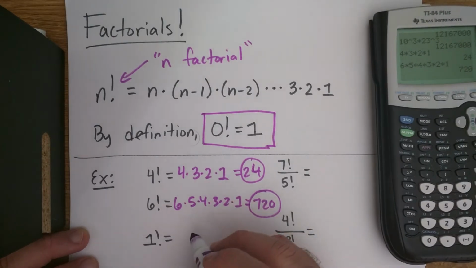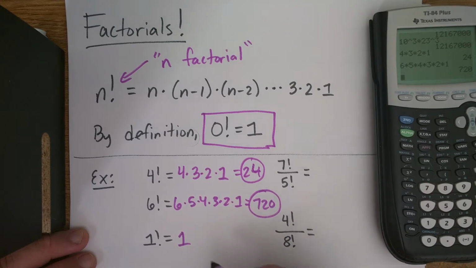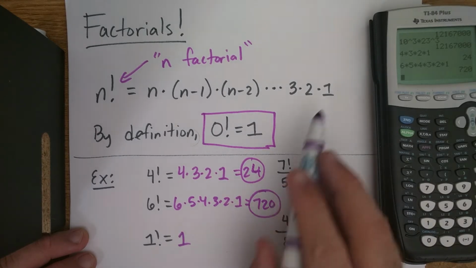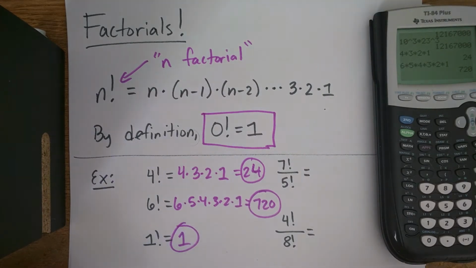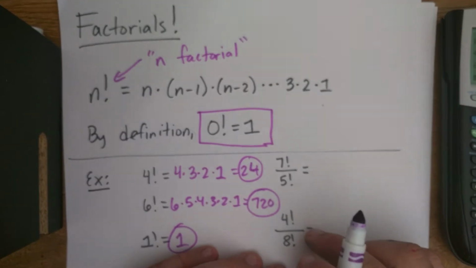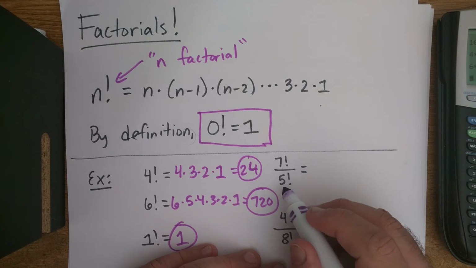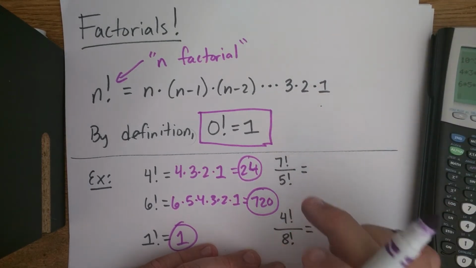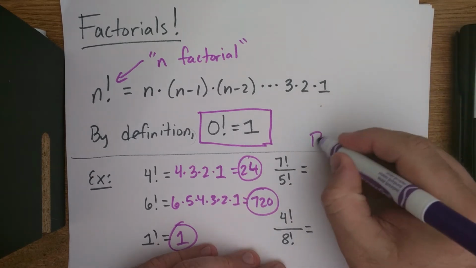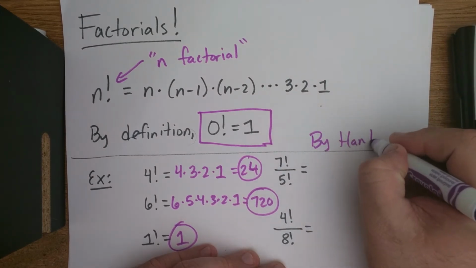1 factorial. Now 1 factorial is just 1, because I'm starting at 1, but I have to end at 1. So it's just 1. Let's also do these. We have 7 factorial divided by 5 factorial. You could do that in your calculator, but you need to know how to do this by hand.